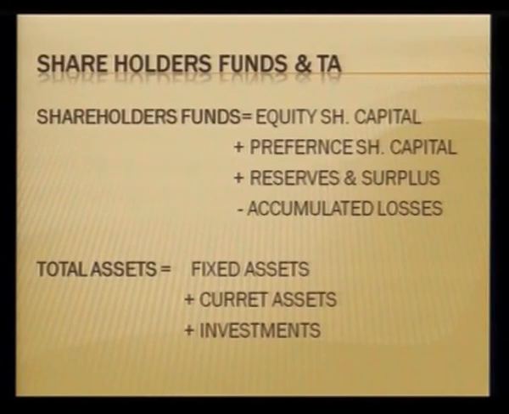You add up the things on the liability side which come under the category of equity. It includes the equity shareholders funds, preference shareholders funds, all kinds of profits and reserves, and from there you are going to deduct the accumulated losses. So this will account for the total shareholders fund, and total assets would mean both the fixed assets plus the current assets, and if the firm also has some investments, that also becomes a part of the total assets. So your proprietary ratio would be the total shareholders fund divided by the total assets.